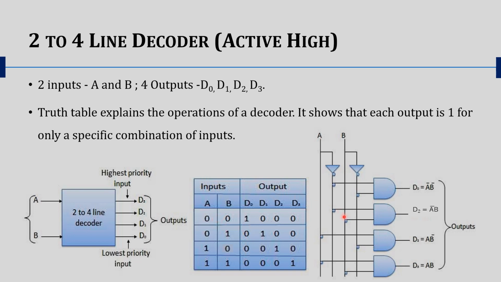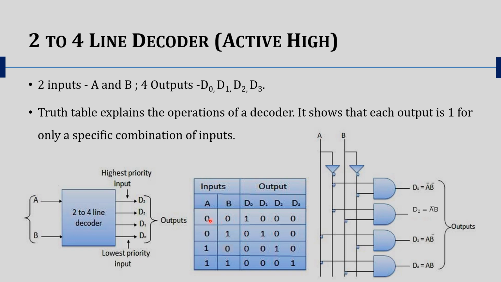Now let's draw the logic diagram for this 2 to 4 line decoder. As we said, we'll have two inputs A and B. So D0 is active high when both the inputs A and B are in the low state.